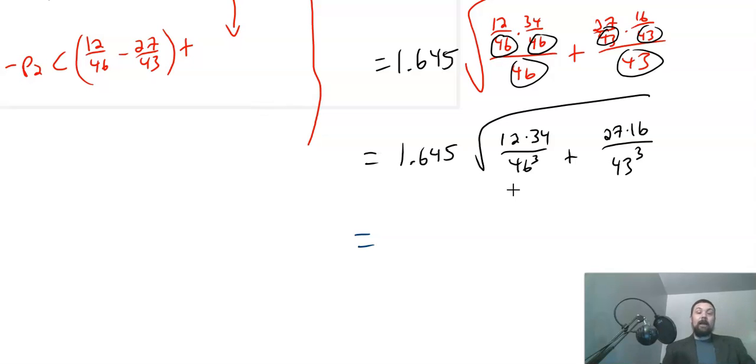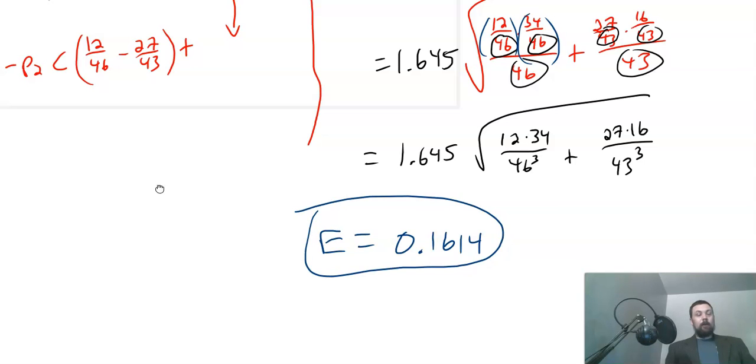Now, if you're not rewriting it this way, if you're keeping it like this, you would definitely, I think, want to use parentheses around those fractions. All right, so 46 to the 3rd power plus 27 times 16 divided by 43 to the 3rd power. Close the parentheses on the square root. And I end up with a margin of error of 0.16. Let's go 4 decimal places, 0.1614. All right, so that's my margin of error.